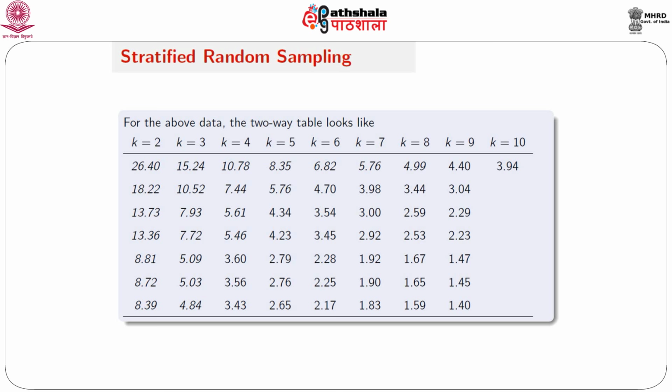From this, because we have to maximize this expression, we start making top selection. So 26.40 is the absolute max. Next one is 18.22. Next one is 13.73. Next one is 15.24. Next 13.73. Next 13.36. Next 10.78. So as you can see, it is going all over. It is rushing among all the 7 strata and always picking up the highest numbers. Then it comes to 8.81, 8.72, then it goes to 8.39, then it goes to 8.35, and so on.